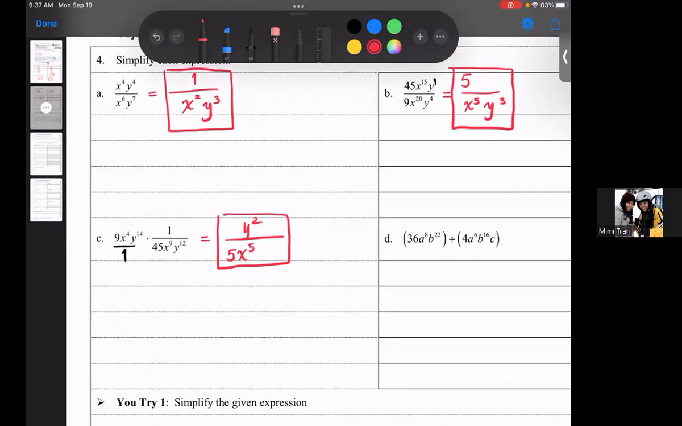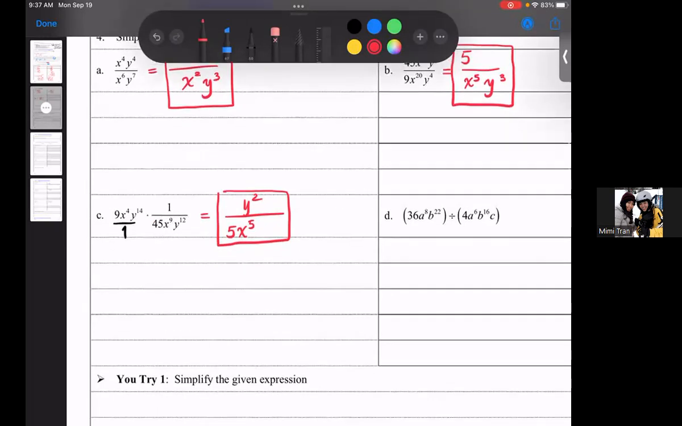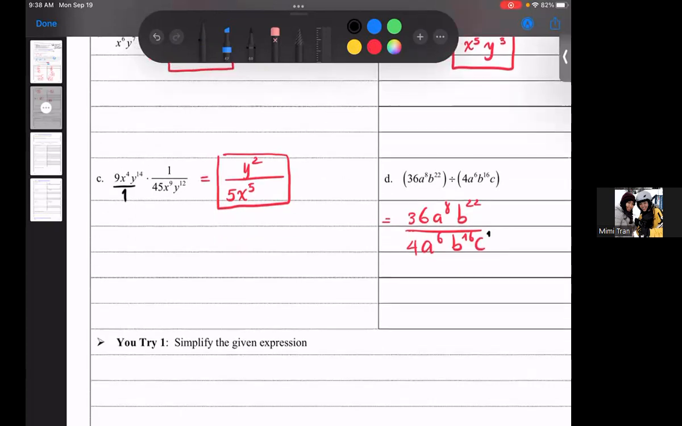For problem D, if I were you, I'd rewrite it like this: 36a to the 8, b to the 22nd, divided by 4a to the 6, b to the 16, and c to the first. You simplify, you tell me what you got.